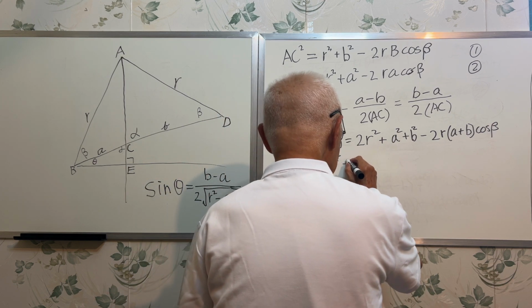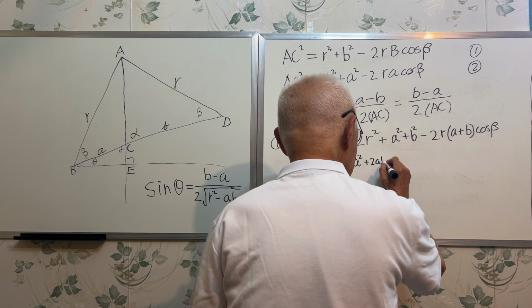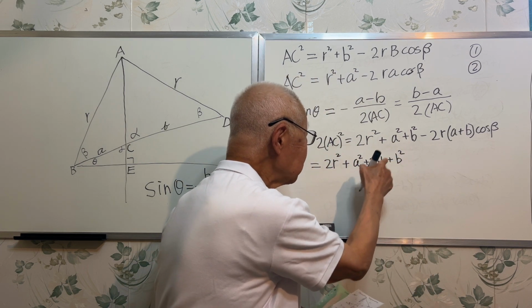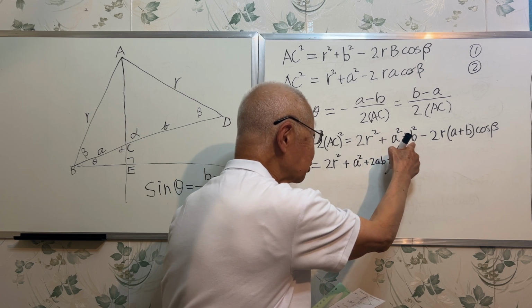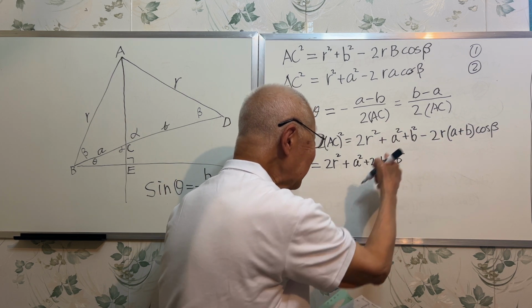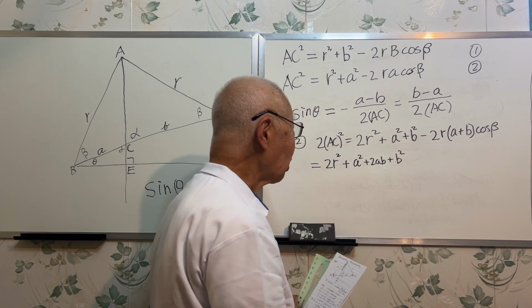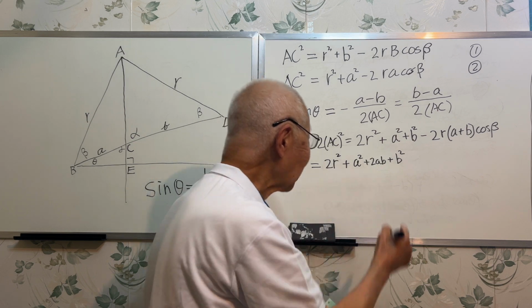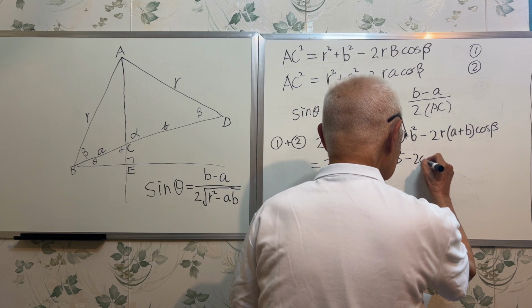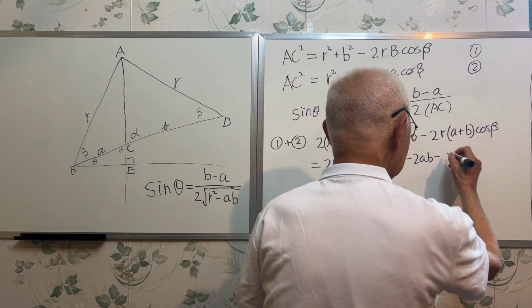I add 2ab. I add 2ab between a squared and b squared. Because I see a plus b here, if I add 2ab, then this whole thing is a plus b perfect square. But I need to subtract 2ab, right? I cannot just add. So add 2ab minus 2ab. And then continue with this term.